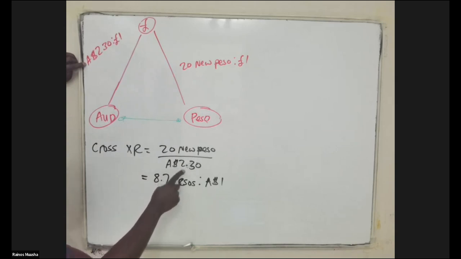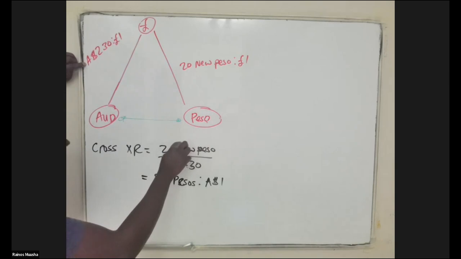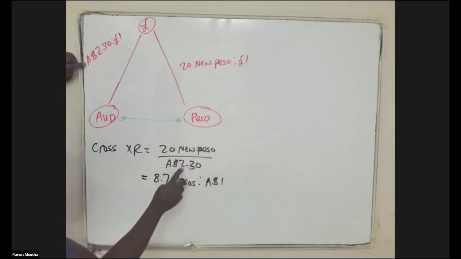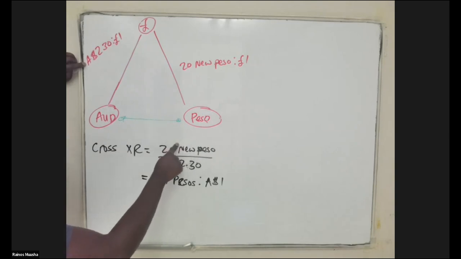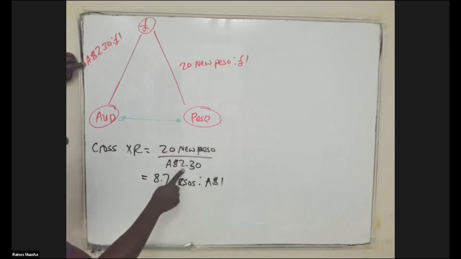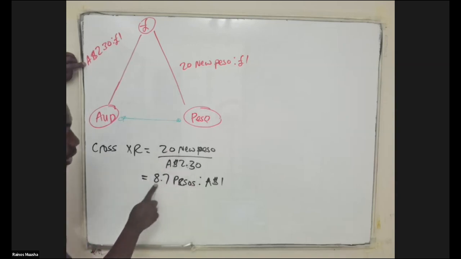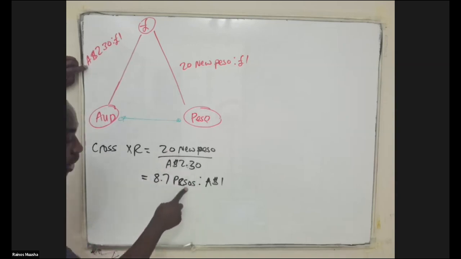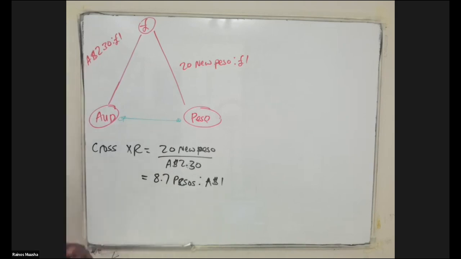So now you're trying to find out exactly how many units of the numerator we need to get 1 unit of the denominator. In this case, 20 divided by 2.3 means you need 8.7 units of the new peso to get 1 Australian dollar. So this is how you're able to determine the cross exchange rate between the currencies.